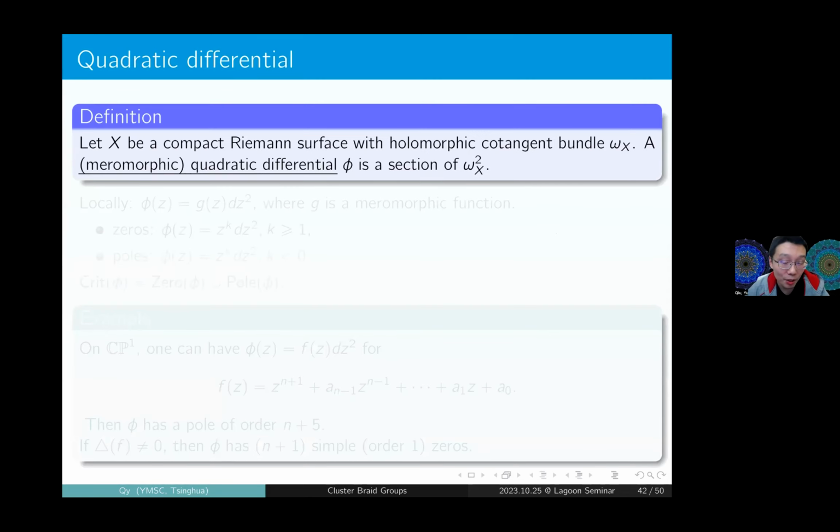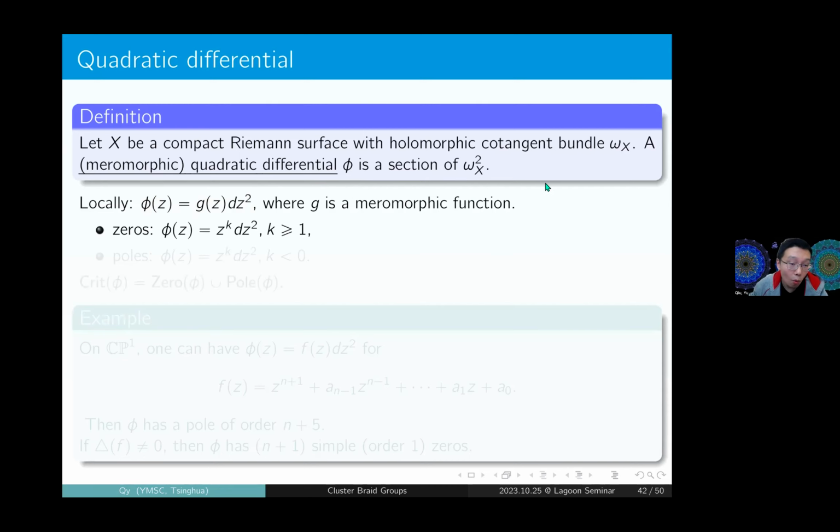So a quadratic differential on a Riemann surface is just a section of the tensor square of the cotangent bundle, but we are considering the meromorphic quadratic differential. So locally, it's very easy. It's just given by this form. So you have some function, and you just have dz tensor square. So that dz is the cotangent bundle.